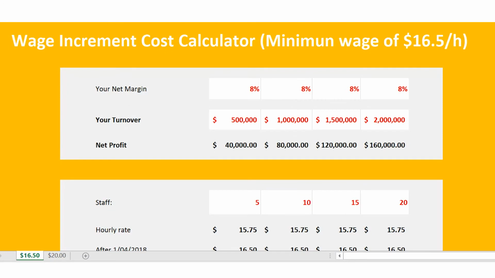Here's our very simple calculator. As you can see, the red cells are the ones that you can change based on your business, and we have 4 different columns that you can play with and plug in different numbers to see what you can change to improve the result.